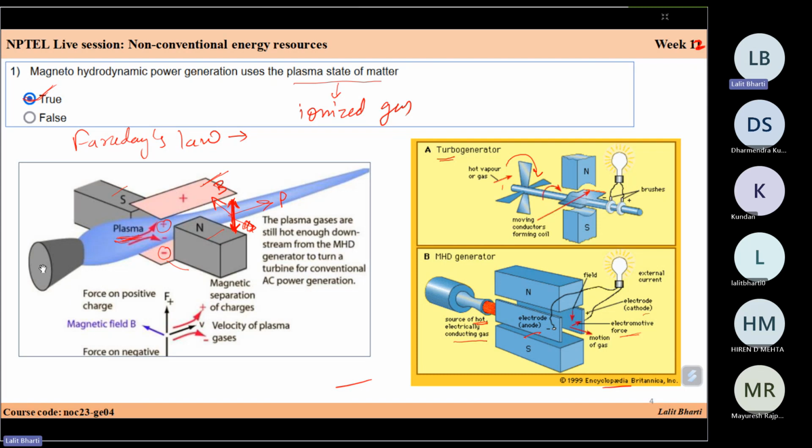Then we have the plasma. Plasma is a kind of gas. The plasma gases are still hot enough, quite hot, to go downstream from the MHD or magnetohydrodynamic generator to a turbine for conventional AC power generation. We have to follow Faraday's law here. If we have a separation of charges in the presence of a magnetic field, this is the force exerted, this is the magnetic field, and we see a magnetic separation of charges with some velocity.